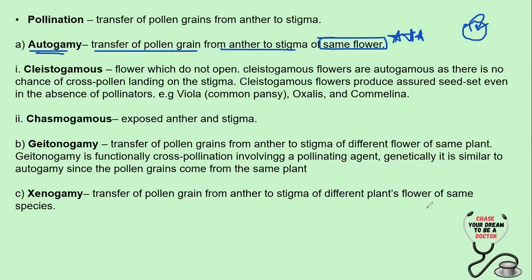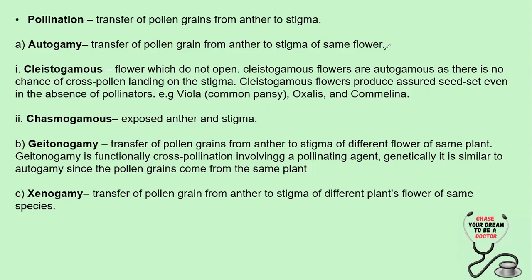Yes. There are mainly two types of flowers, that is cleistogamous flowers and chasmogamous flowers. A cleistogamous flower means the flower which does not open at all. Examples are viola, oxalis, and commelina. Very important, three words: viola, which is the common pansy, oxalis, and commelina. These flowers will never open at all, and cleistogamous flowers are always autogamous.